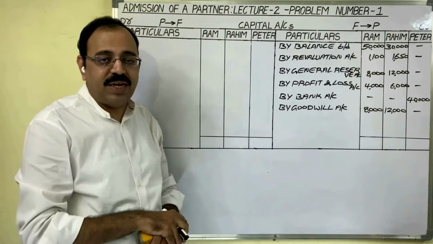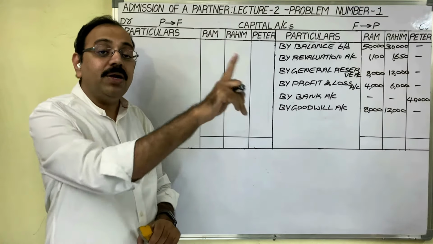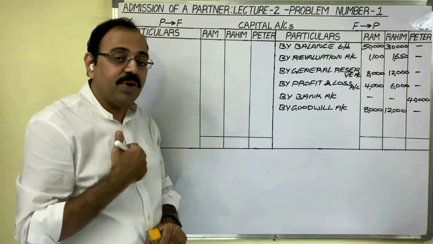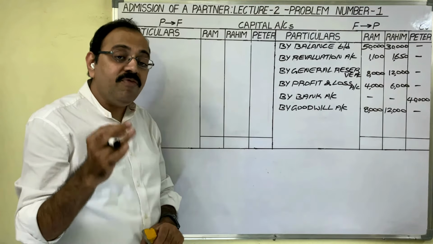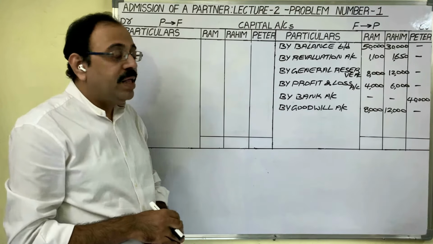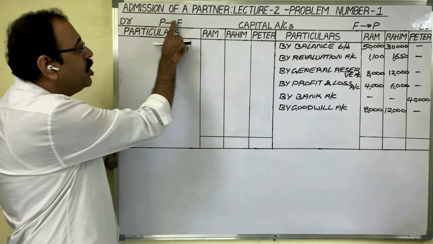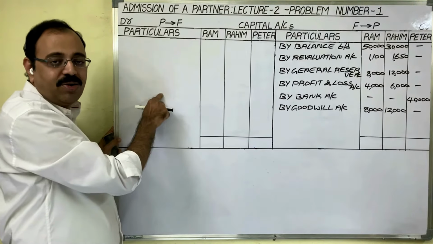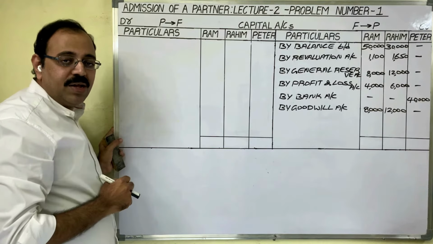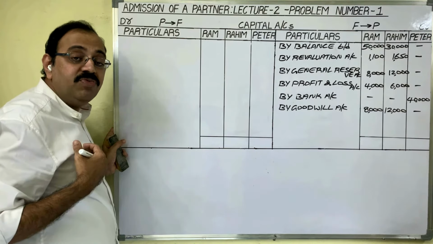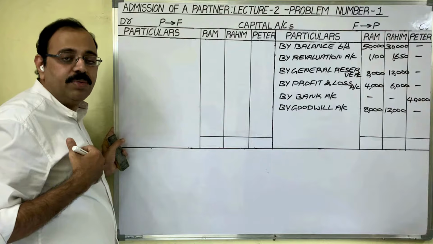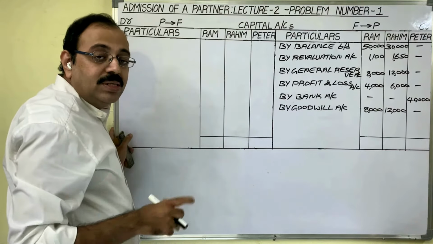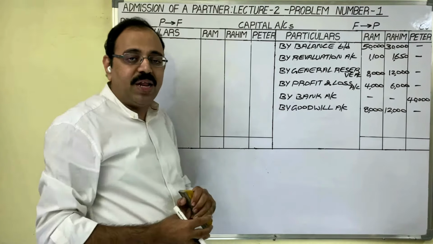Suppose a partner is retiring, then the partner should return that amount to the firm now. So, at the time of retirement of a partner, the amounts which the partner should return to the firm, we have to show on the debit side of capital accounts. Credit the giver means the amounts which the partner has given to the firm, we should credit now.